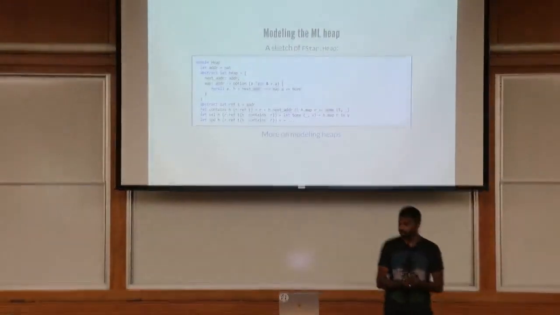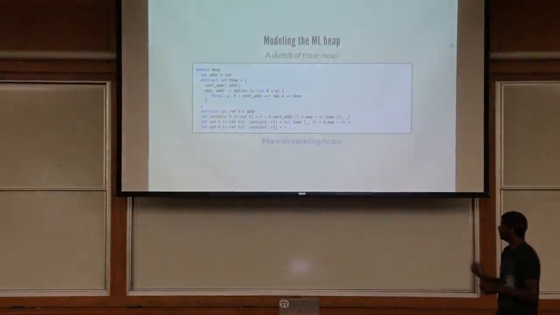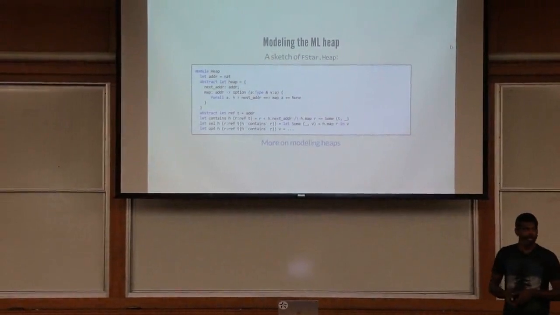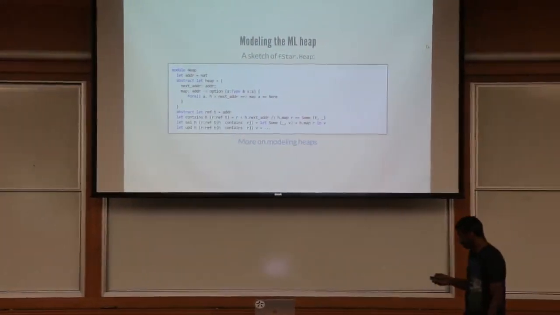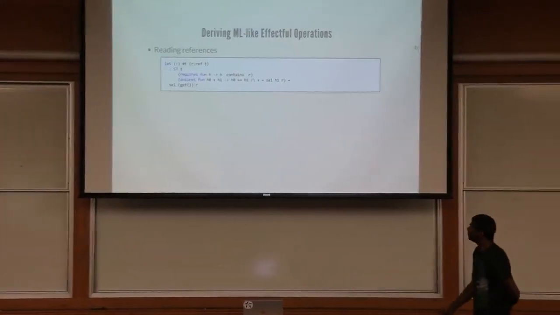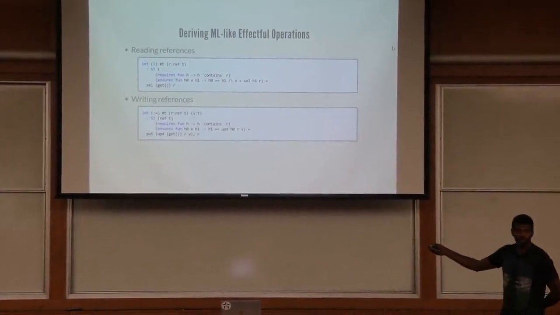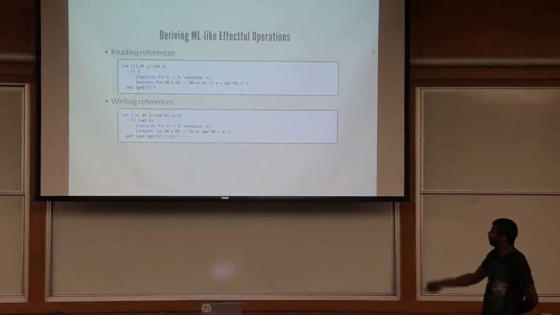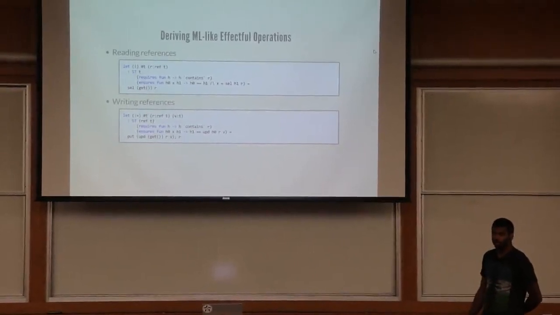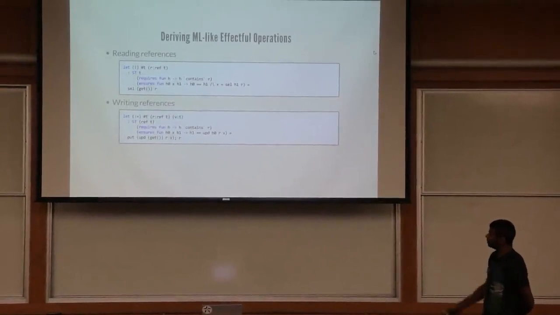Okay, so just as a recap, the last thing I showed you last time was how we model heaps in F star. I showed you how we derive specifications and give a model for operations that work on references, like dereference and assignment.